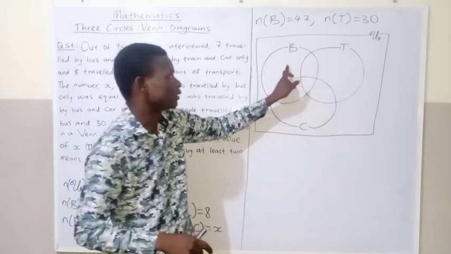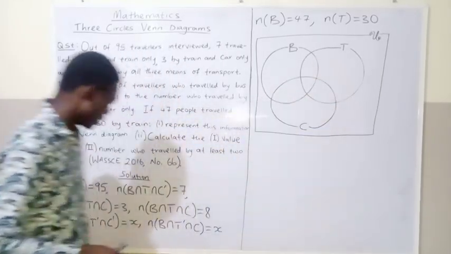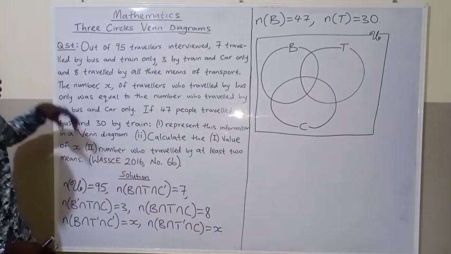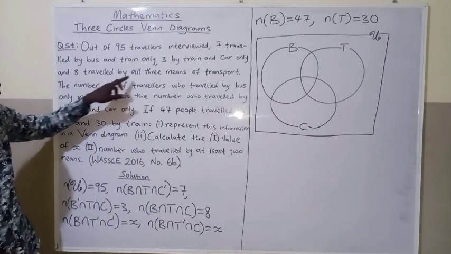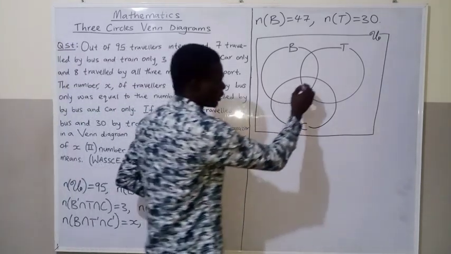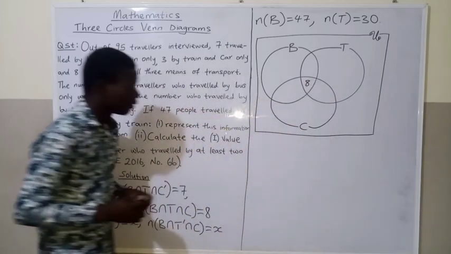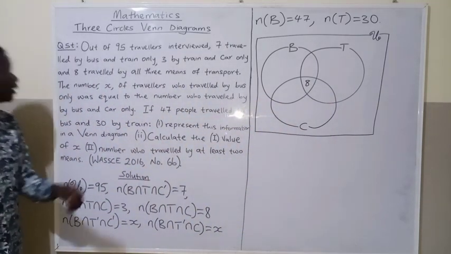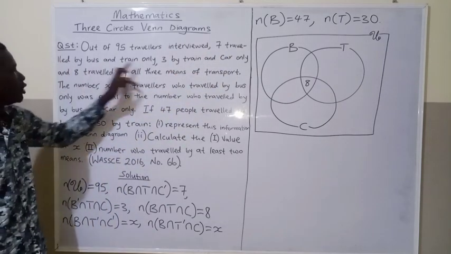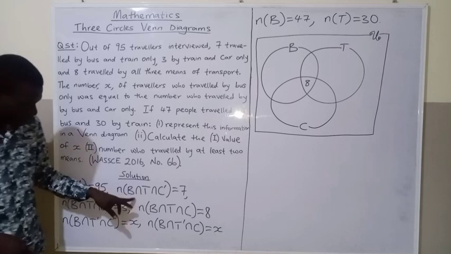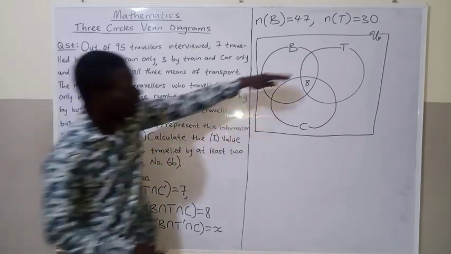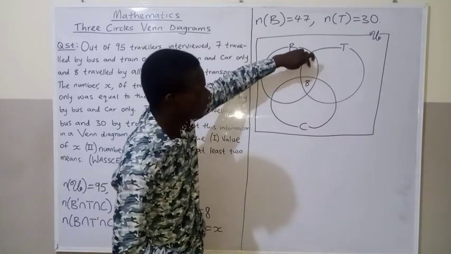The innermost, the one that affects all three of them, is 8, because the question says 8 traveled by all 3 means of transport. So we'll start with the innermost, which is 8. Alright, that's being settled. This next one says 7 traveled by bus and train only. So these 7 are for bus and train. They do not include car. So this is the part for bus and train only.